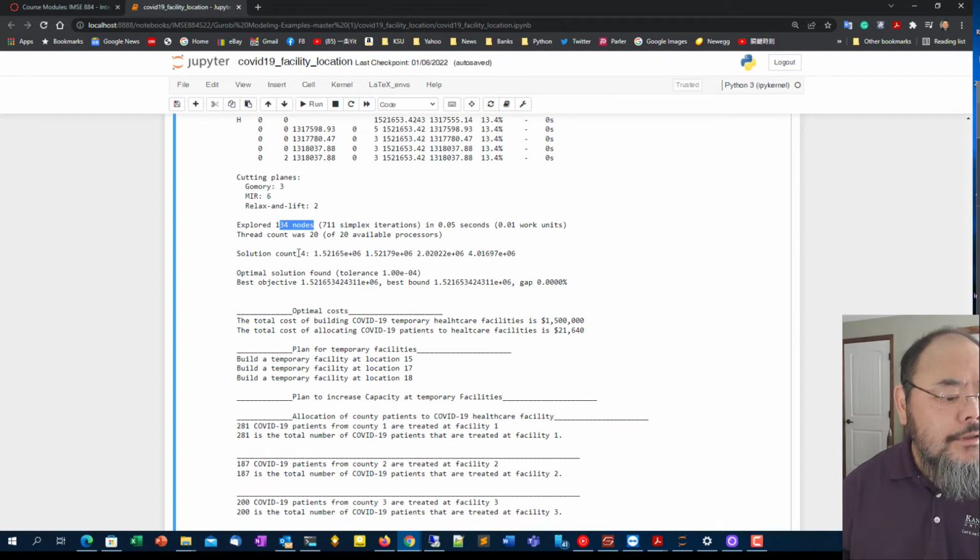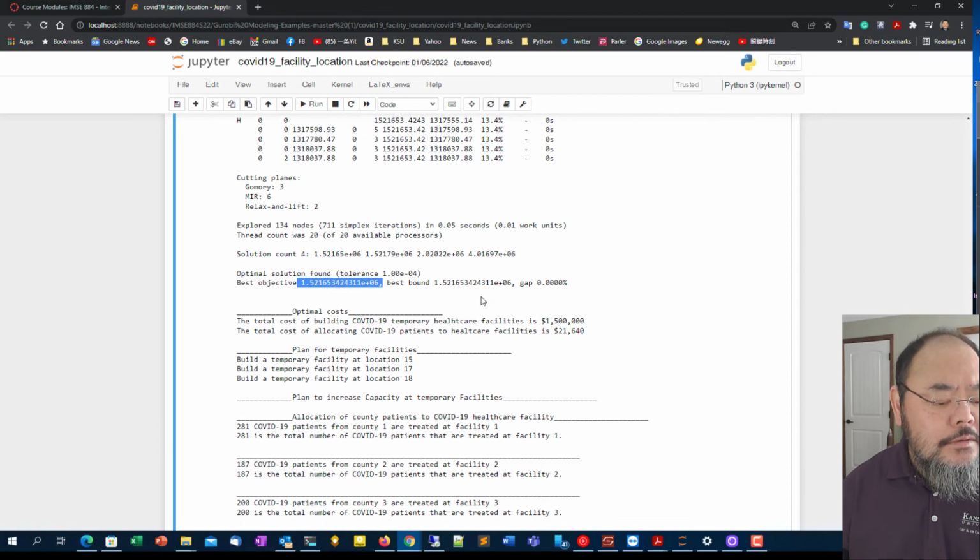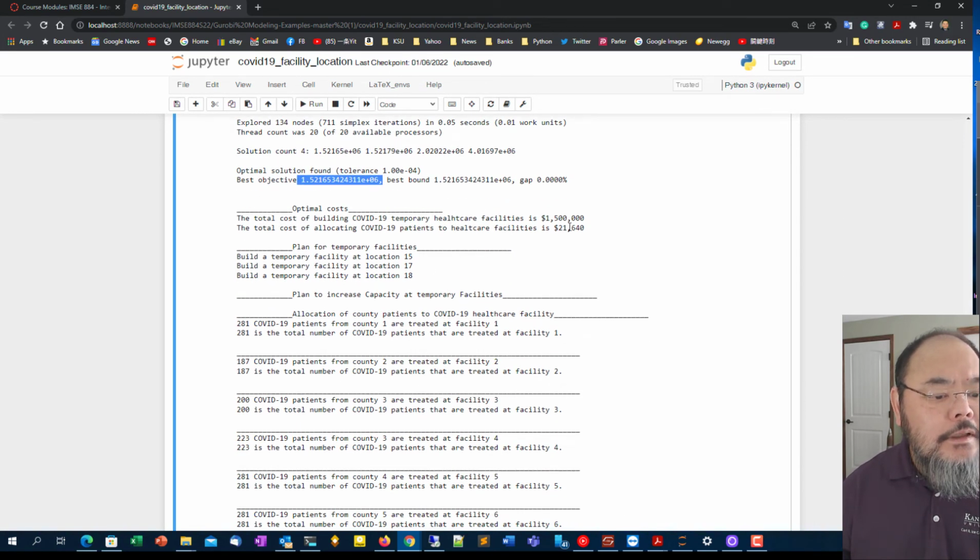So total objective function: an optimal solution found. This is the best objective function found so far. And these are for each one of the node explorations and fathoming, how they start to figure it out. Of course, finally, we calculate the cost. Okay, we actually opened 3 temporary facilities, I think. Total cost will be $1.5 million, and this is the travel distance cost for the patient.